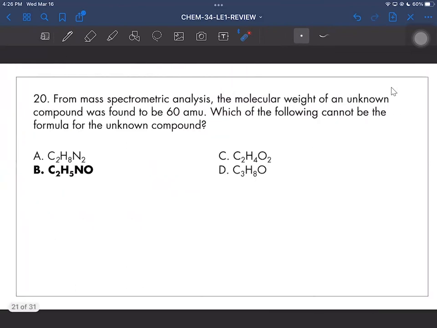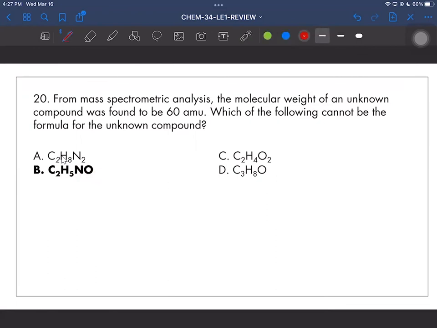And lastly, for multiple choice, we have this problem. For mass spec analysis, the molecular weight of an unknown compound was found to be 60 atomic mass units. Which of the following cannot be the formula for the unknown compound? So we can tackle this in two ways. Of course, we can solve for the molecular mass ng each formula to find which of them does not add up to 60, which we can do, and we can show that result na letter B, yung hindi 60 atomic mass units.